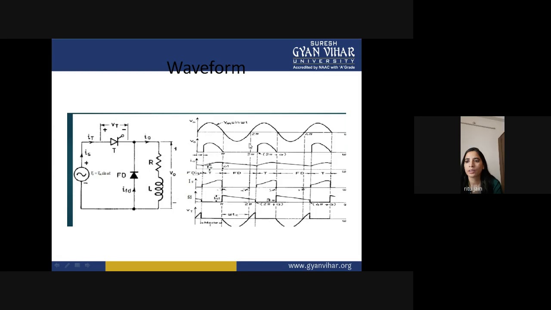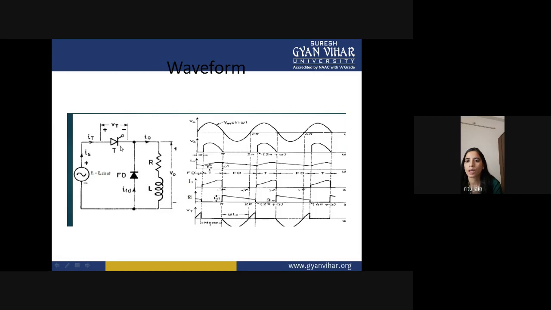Again, at this point, the current is conducting through the freewheeling diode. You can see that the current is conducting through the freewheeling diode until your SCR gets turned on. At 2 pi plus alpha, your SCR gets turned on again because this is your positive cycle and it comes into the forward conduction mode.